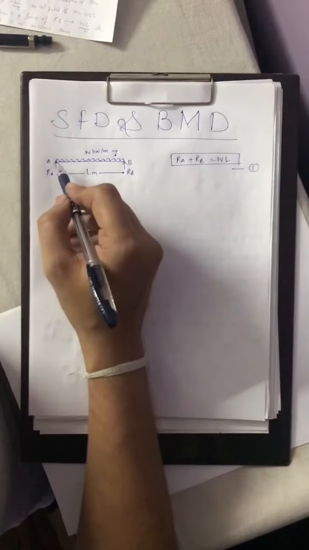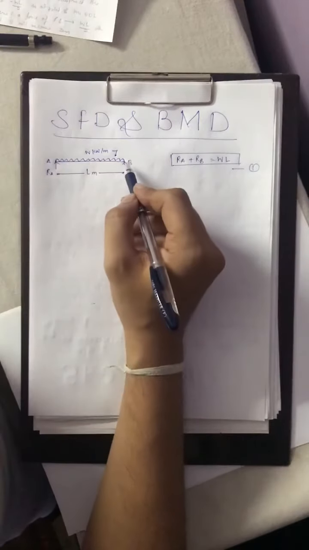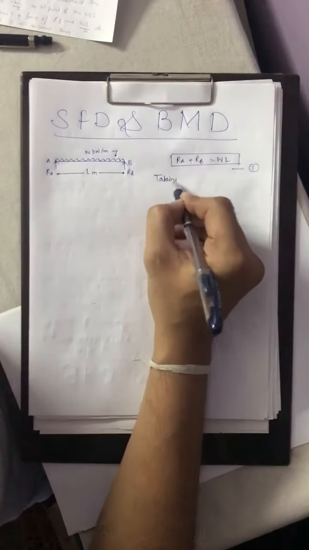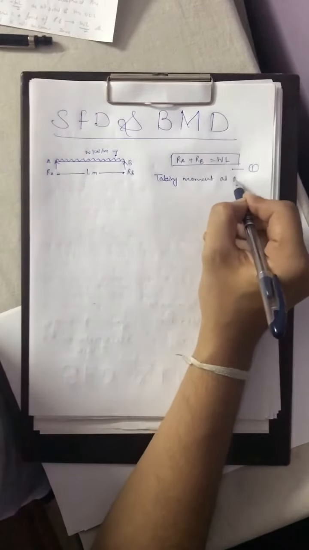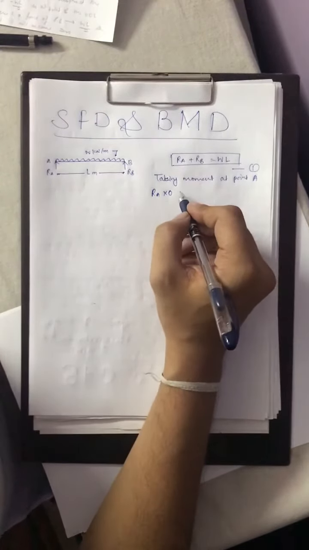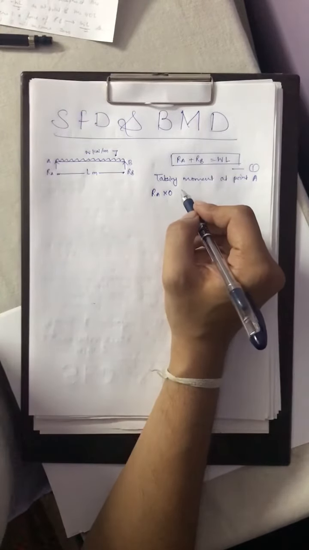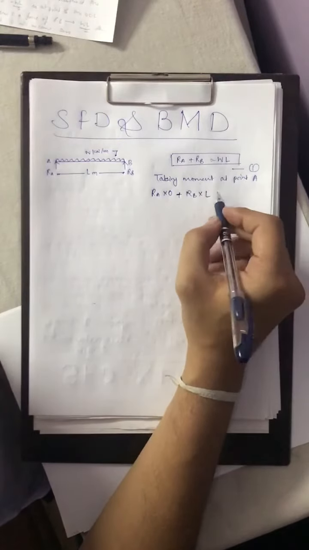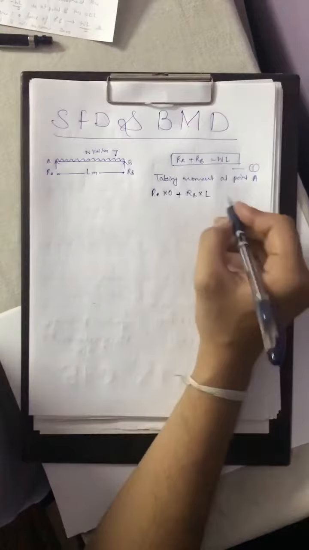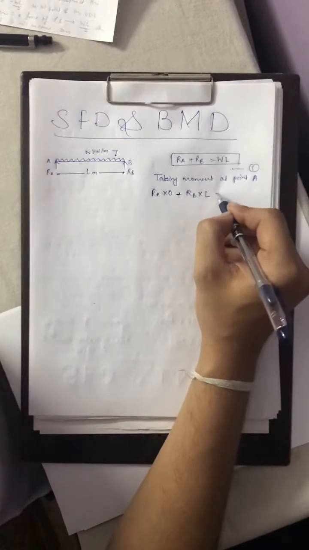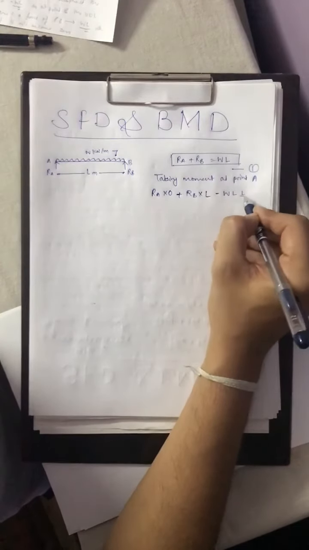Now we have to find the individual values of RA and RB. For that we have to take a moment at point A or point B. So we are taking the moment at point A. Here RA into 0, because we took the moment at A, so there is 0 distance between RA and point A, plus RB into L, because RB is L meter apart from A, and WL load acting downwards on the beam, so minus WL into L by 2.